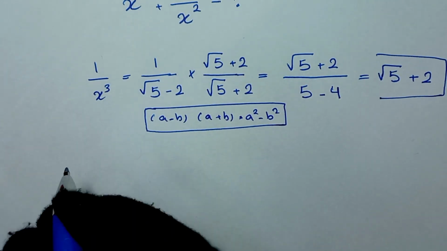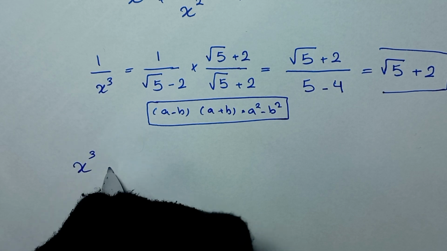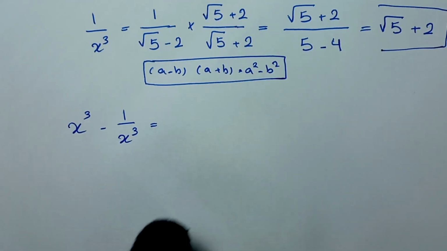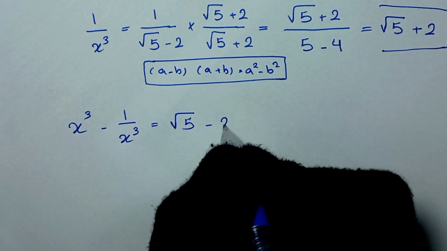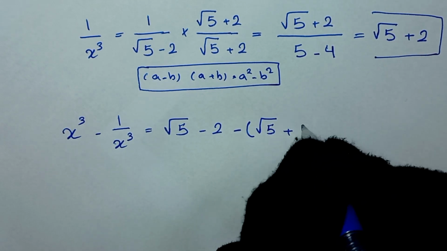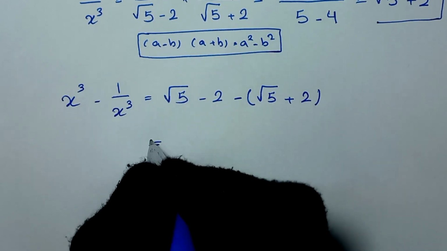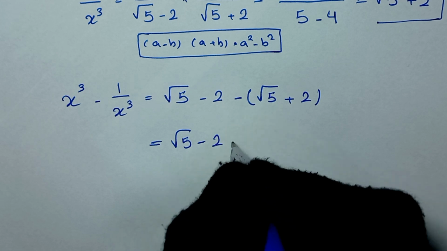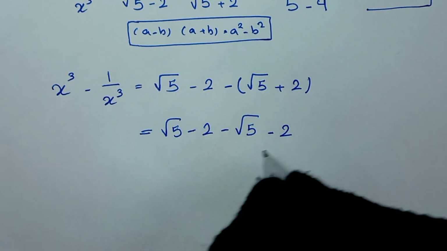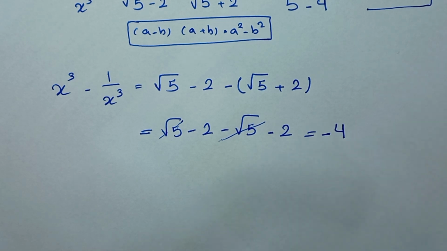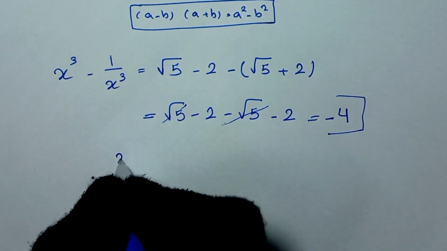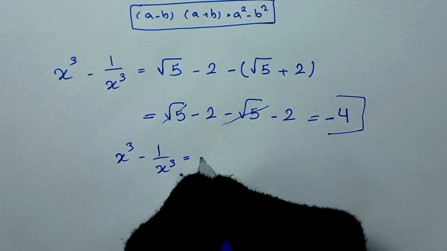And next step, subtract these two equations. x cubed minus 1 over x cubed is equal to, x cubed is square root of 5 minus 2, so we write square root of 5 minus 2 and minus 1 over x cubed, and this is equal to square root of 5 plus 2. And it will be square root of 5 minus 2 and minus square root of 5, and negative times this 2 will be negative 2. This will cancel, and it will be negative 4. So x cubed minus 1 over x cubed is equal to negative 4.